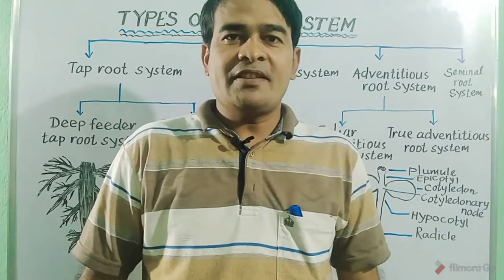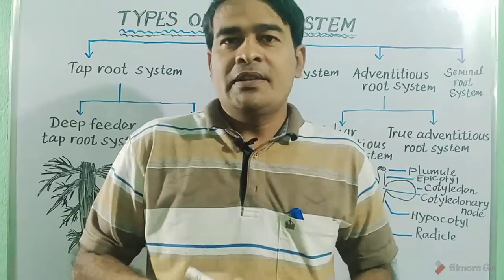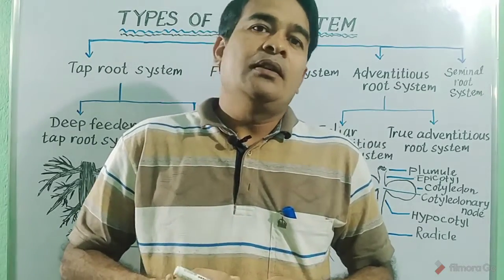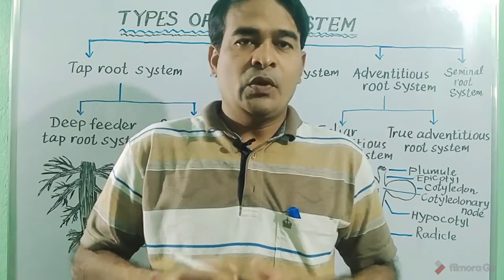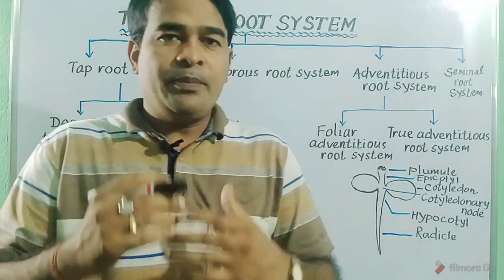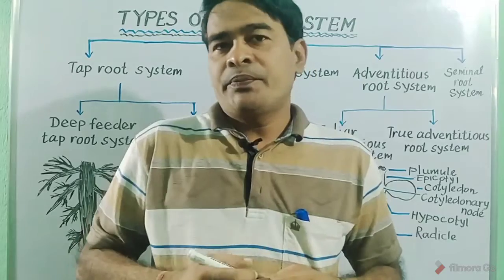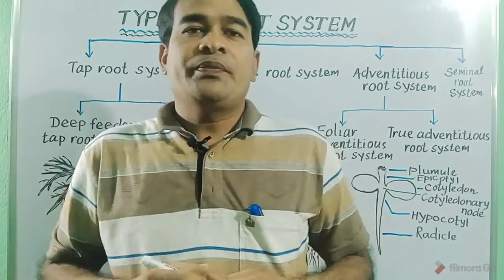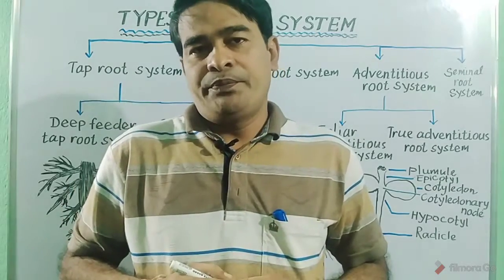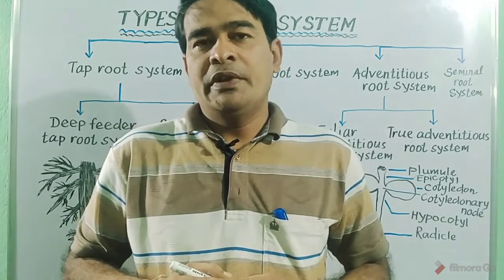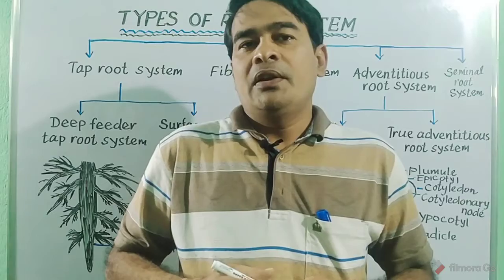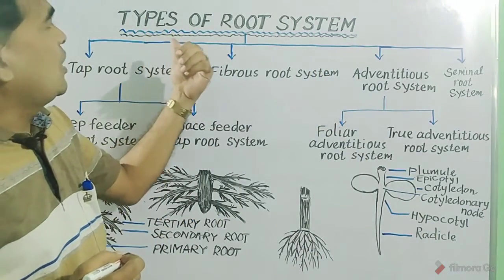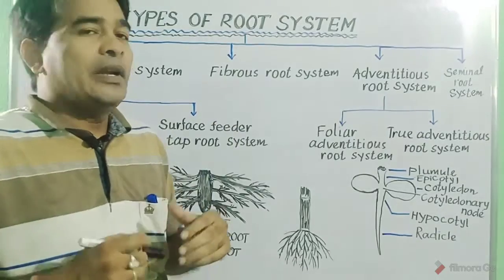Welcome to Bias classes. In the last class, we studied about different parts or regions of a typical root. We studied about root cap, meristematic zone, zone of elongation, root hair zone, and mature zone. And in this class, we will go through different types of root system in plants.